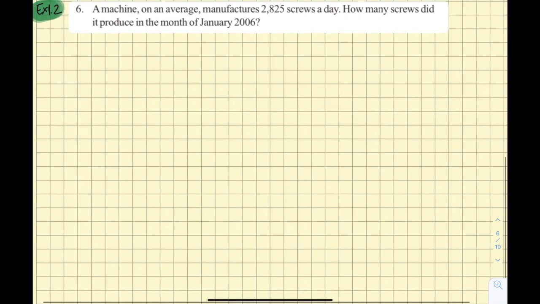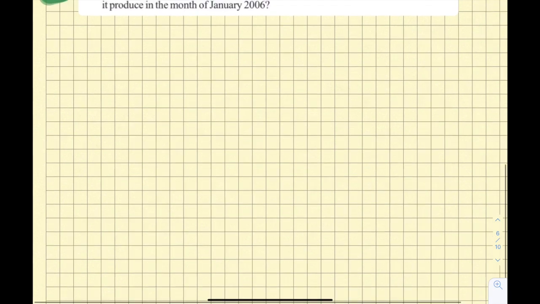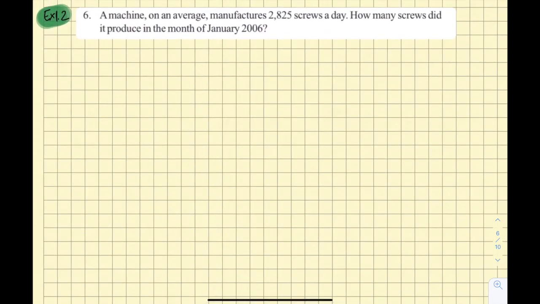Now the sixth question. The sixth question is, a machine on an average manufactures 2825 screws a day, per day, one day. How many screws did it produce in the month of January 2006? Here, very firstly, we have to think whether it is addition, subtraction, multiplication, or division. Here you have got only one number, 2825. The other one we have to find. It's very simple. You have to just apply logic.